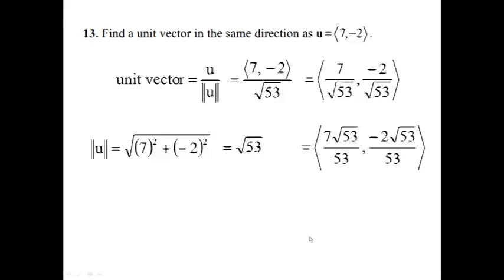Okay. Number 14, write the vector v in trig form. So I want it to look like this. The book even gives you the notation here. So we have to find the magnitude and we have to find the angle. Finding the magnitude, that's 2 squared plus negative 5 squared, which is rad 29.